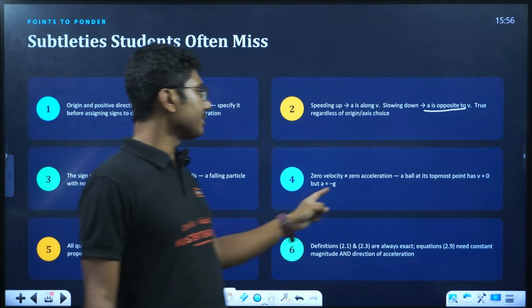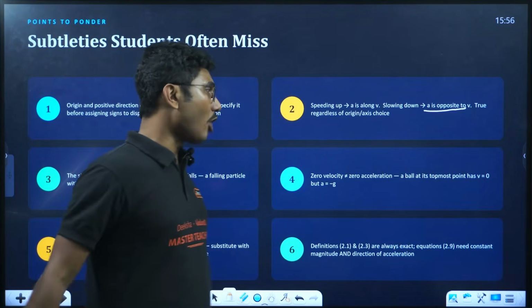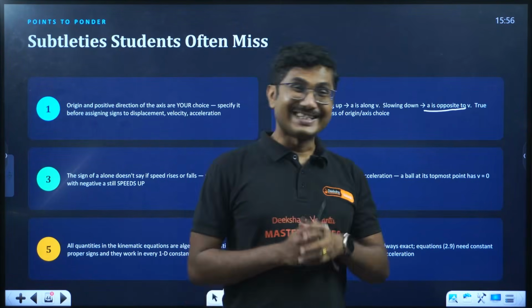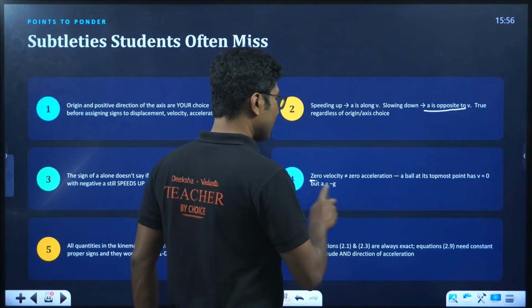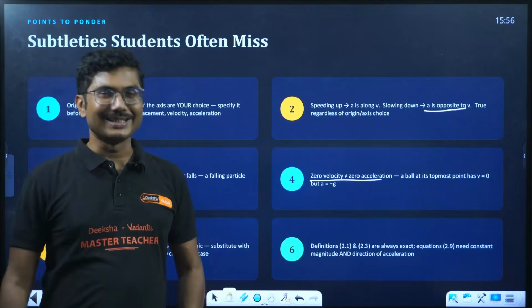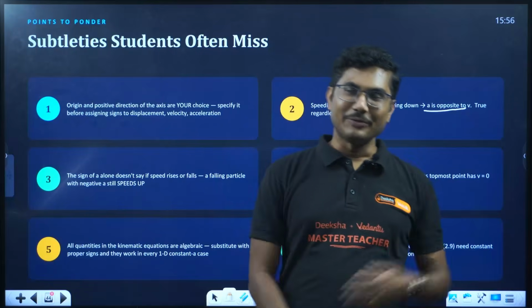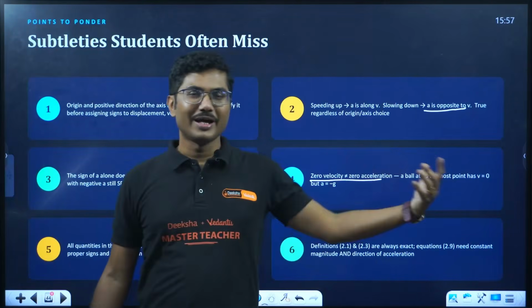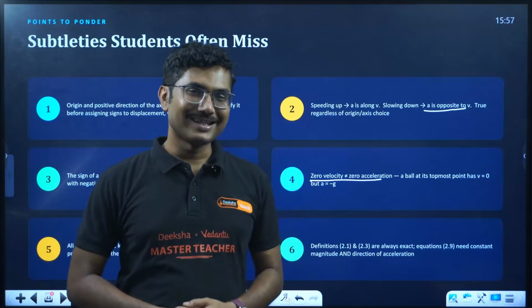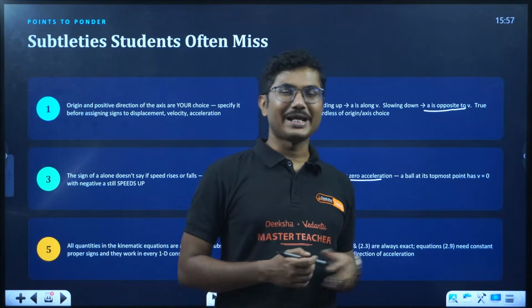Okay, zero velocity is not equal to zero acceleration. A ball at its topmost point has v equal to 0 but a is equal to minus g. So this is another very important point. If the velocity of the object is 0, it does not necessarily mean its acceleration will also be 0. Okay, you will see throughout your entire P1 there are many cases where acceleration is not 0 but velocity is 0. One such example that we have studied here.